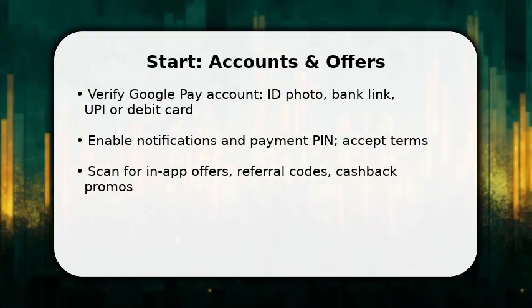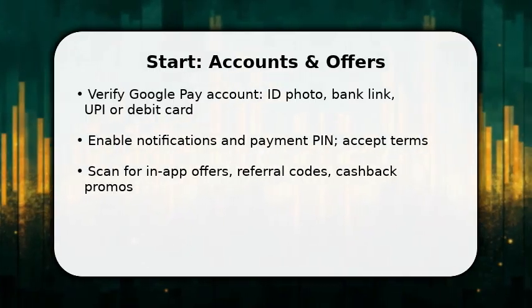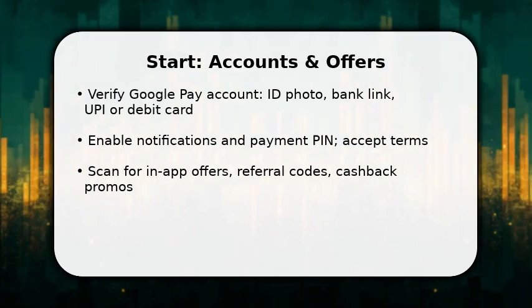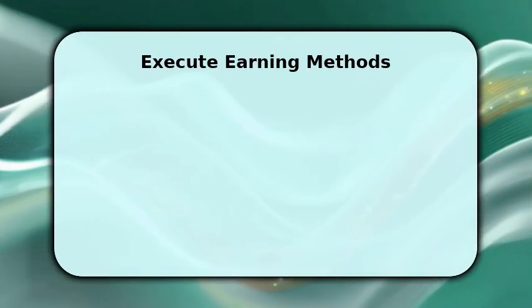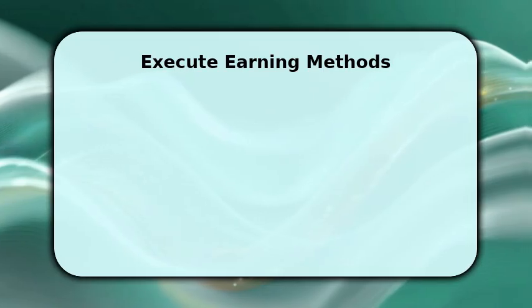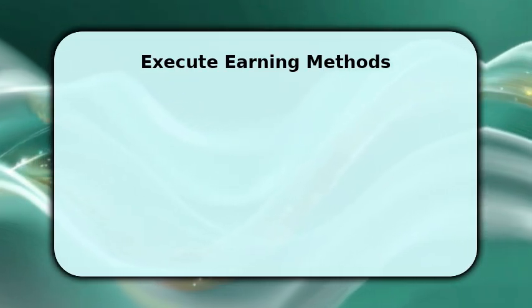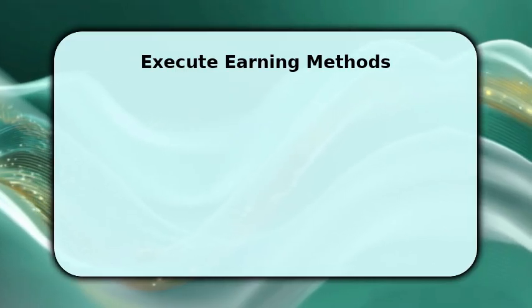These initial moves create immediate earning pathways, referrals, sign-up bonuses, and targeted merchant deals that pay small but steady amounts into your wallet. Next, you execute the main earning methods. Send referral links to people who will finish KYC so both of you get rewards. Simultaneously, route routine spend, bills, mobile recharges, and online shopping through Google Pay to capture % cashback offers.